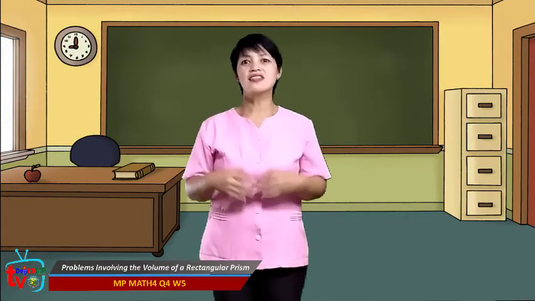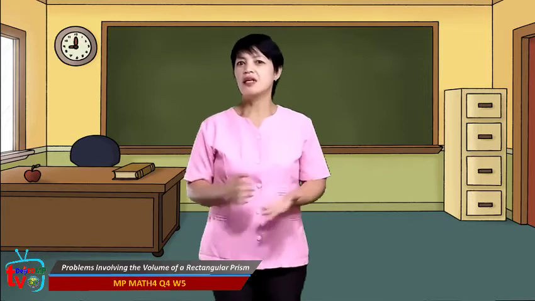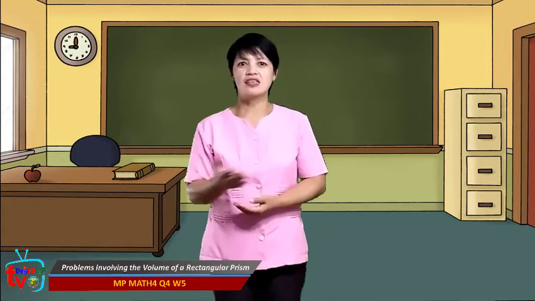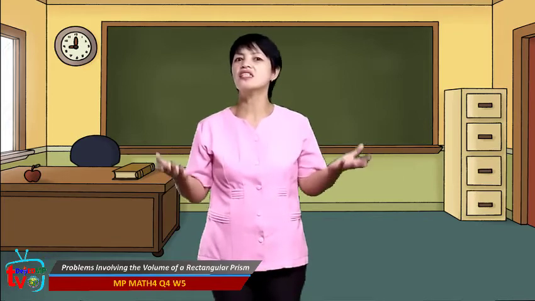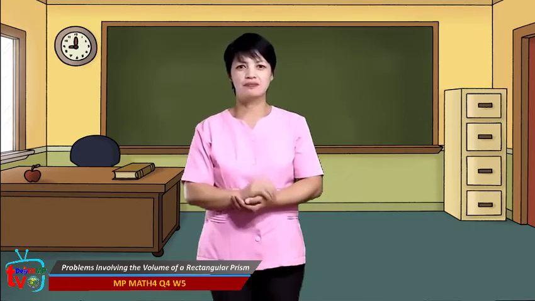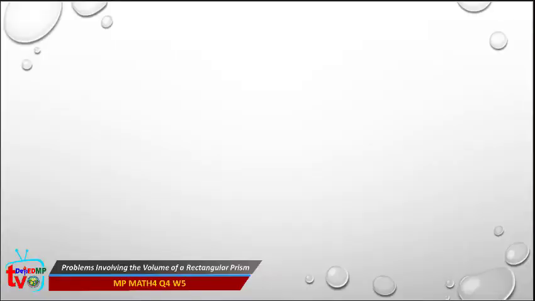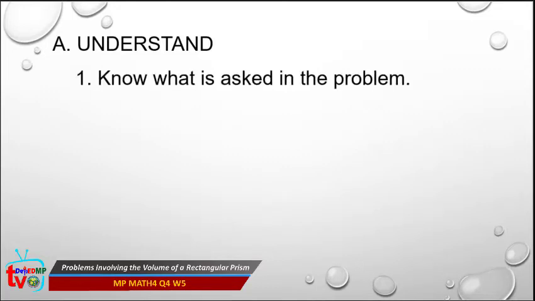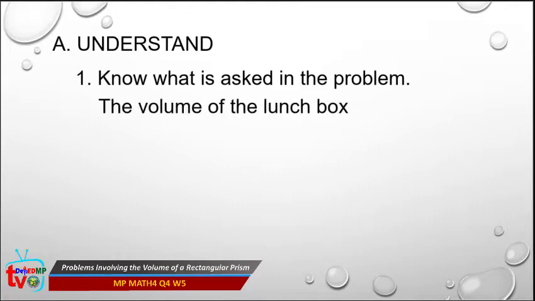The problem is an example of a routine problem because we experience this in real life. You encounter many situations of this kind in your daily life. To solve the problem, we use the 4-step plan. The first step is to understand. You should know what is asked in the problem. The problem is asking for the volume of the lunchbox.